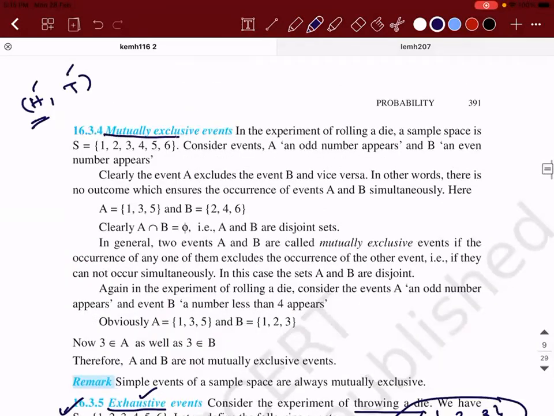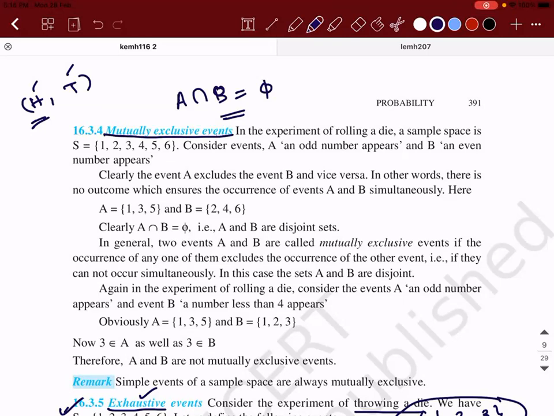Whereas when you talk about mutually exclusive events, what should be the condition between them? Event A and event B should not have any intersection, so it is a null set. If they are disjoint sets, then you call them mutually exclusive events. So this year you would have learned about Bayes theorem. For you to apply Bayes theorem, what is the important condition? Can someone tell me?